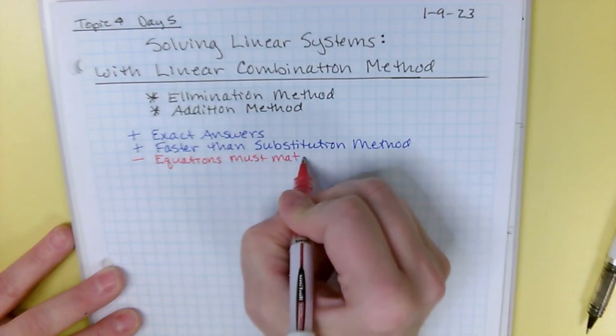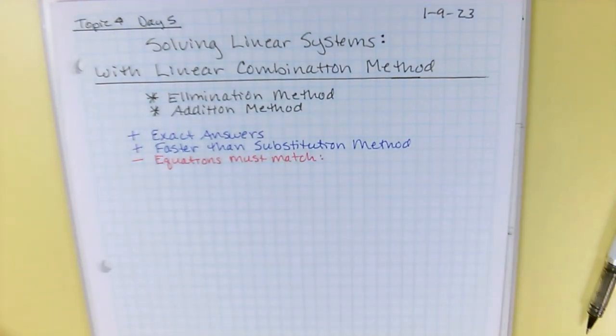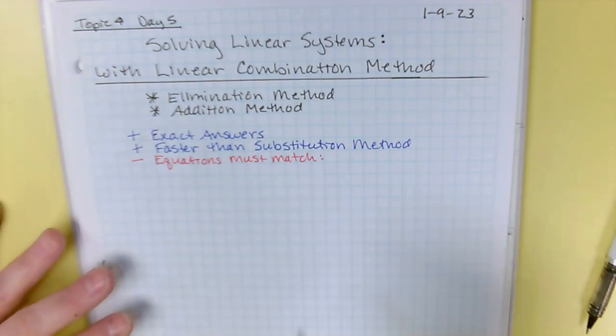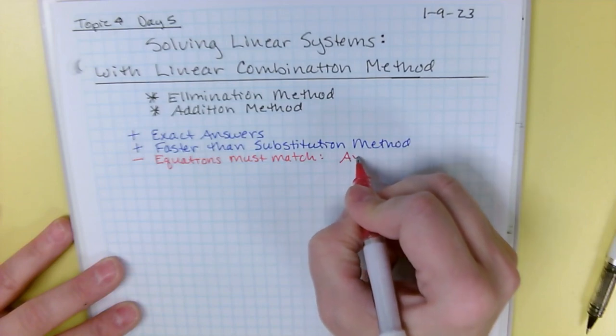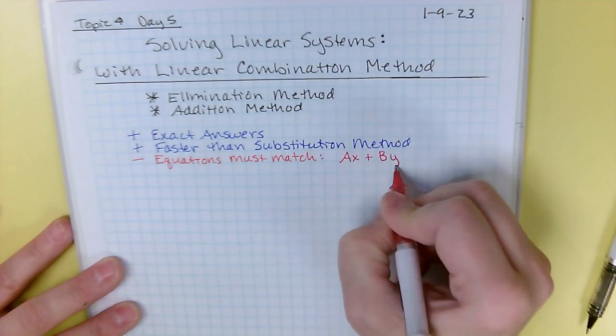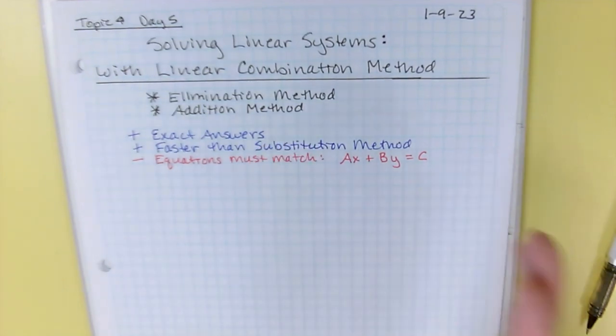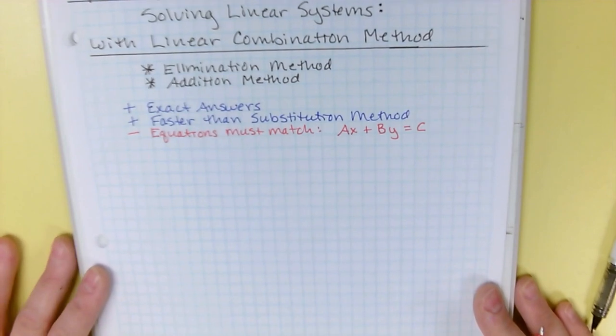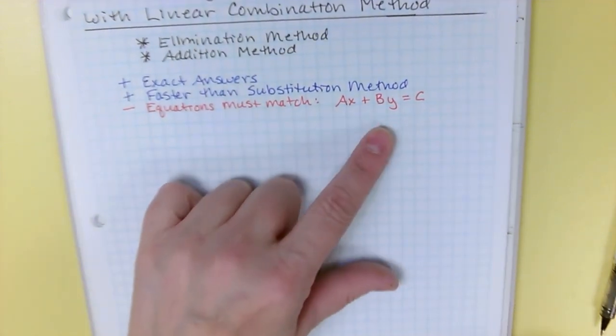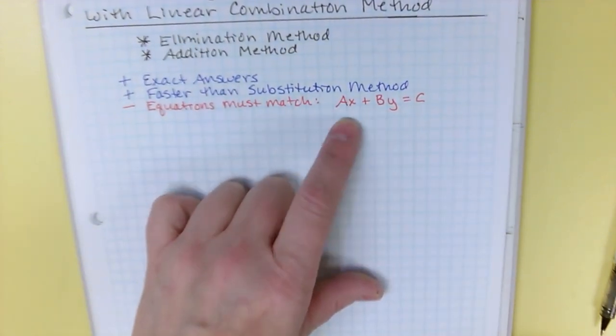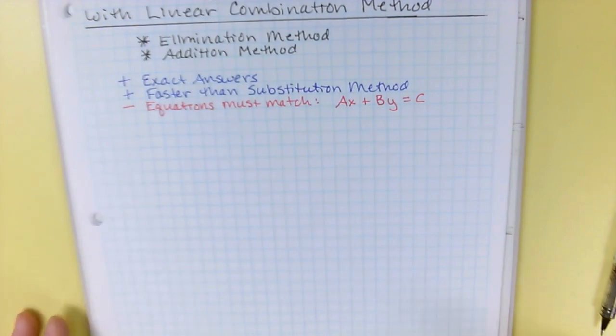So what does that mean? It means that the x's, the y's, and the numbers have to line up with each other. So we typically put both equations in standard form, capital AX plus capital BY equals C, so that the x's, the y's, and the number terms actually line up. It can actually be done in a different form. As long as the two equations match each other, you're good to go.